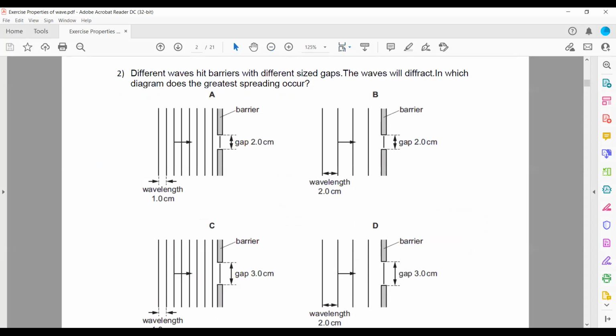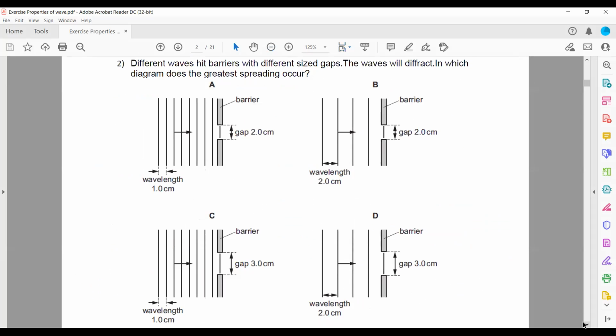Now this question is related to diffraction. As we have discussed, for diffraction to occur, for maximum diffraction to occur, the gap size should be equal to wavelength. That is, if we want the diffraction to be maximum.